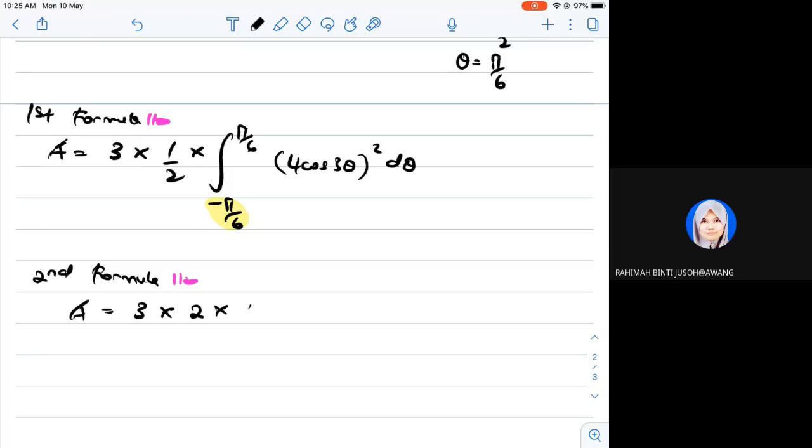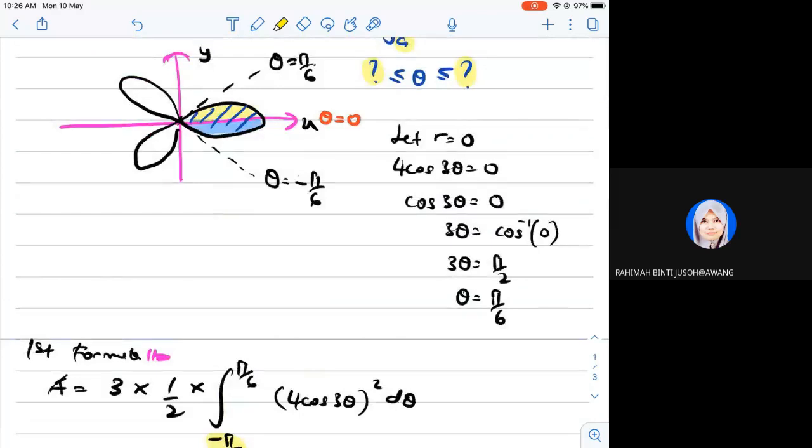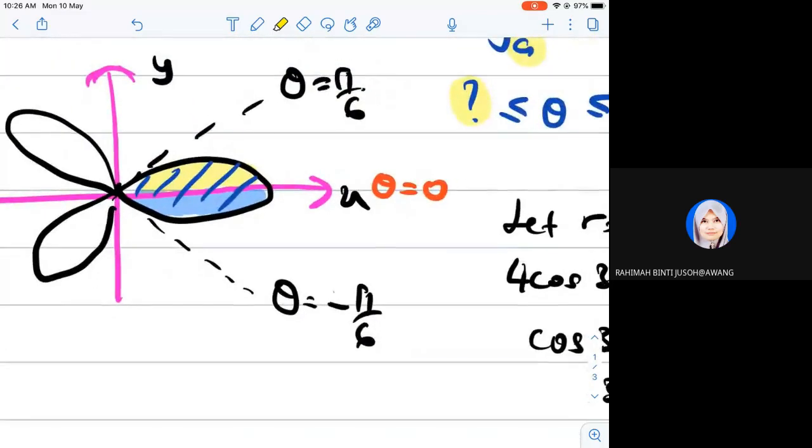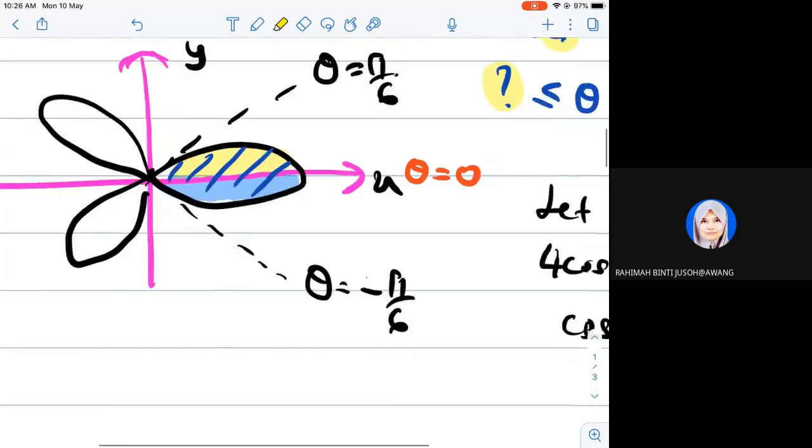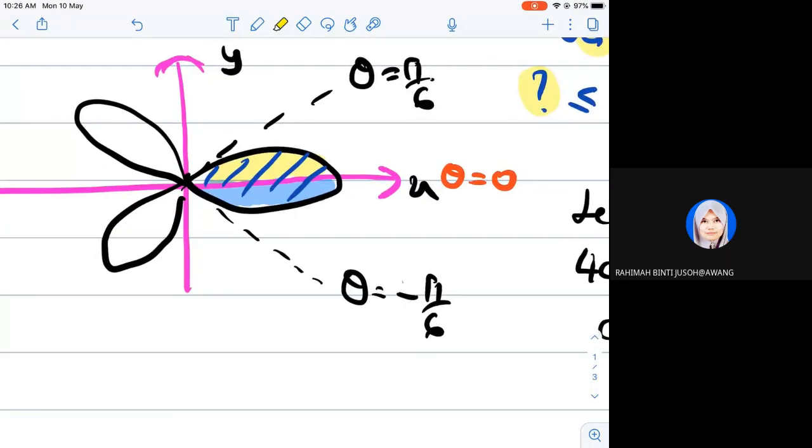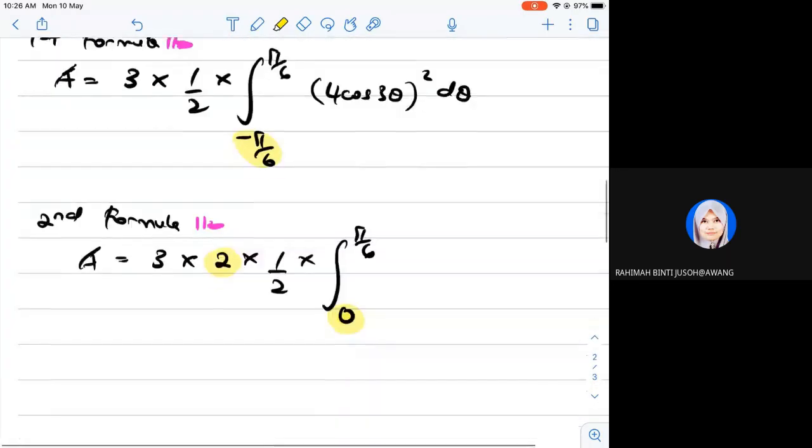Okay, and then 1/2 ni macam biasa darab. Okay, now theta saya consider daripada theta equals to 0 sampailah ke pi over 6. Dia berbeza tadi. So when I consider theta from 0, then I should multiply by 2, because I just consider half of the petal. Ni saya consider yang theta daripada kosong, saya consider yang warna kuning sahaja. Sebab tu saya kena darab 2. Understand?